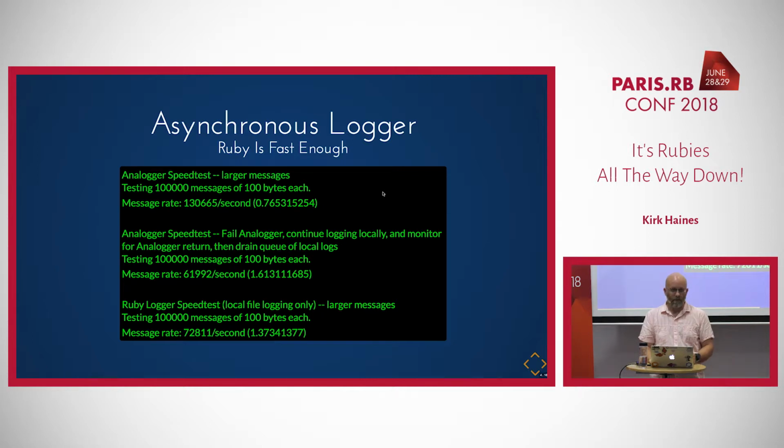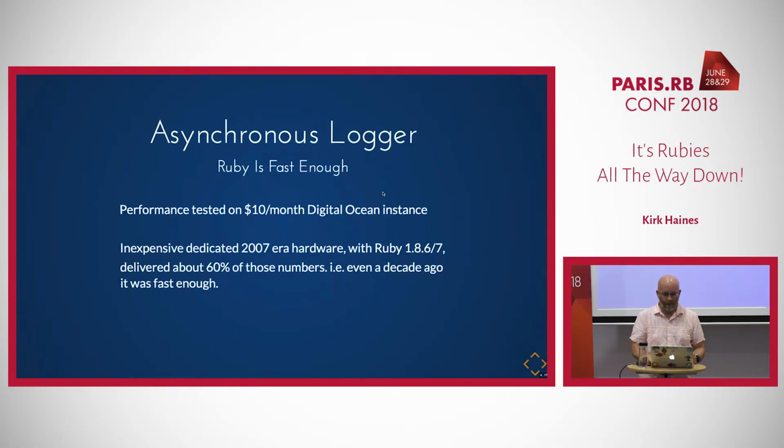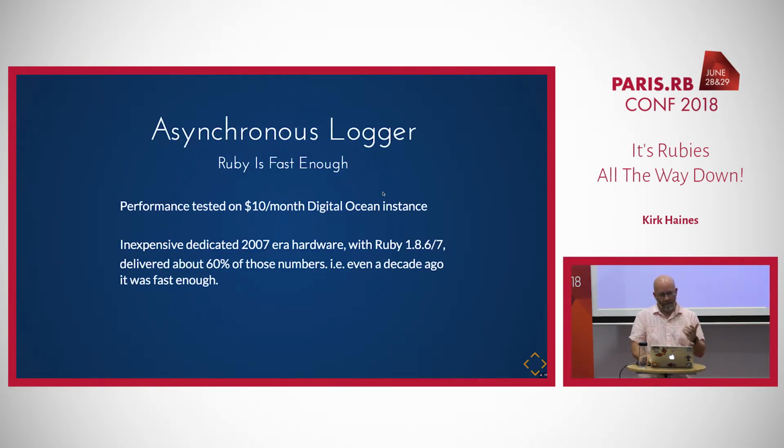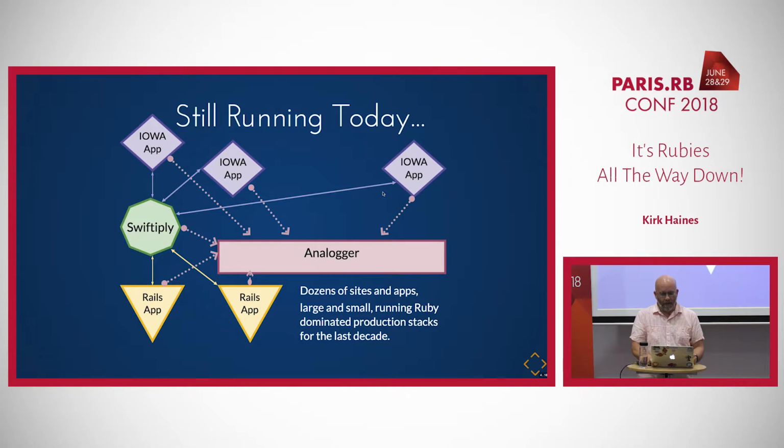These timings were also done on a modern server versus one of the old ones. But basically, using Ruby, I'm not CPU bound at all, I'm IO bound. I can log absolutely as many messages as my disk can write, as my network can transmit. And in that Ruby 1.8.6, 1.8.7 time frame, it was about 60% the speed. So even back then, it was quite fast. It was more than fast enough for my design goals. And this basic architecture is still running today.